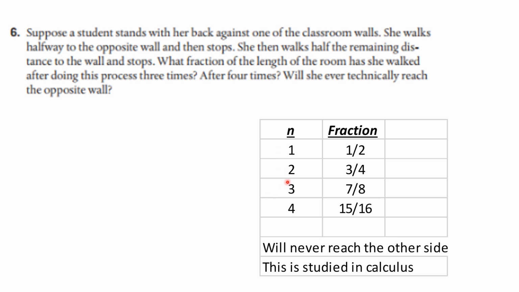And then the third time she does this, she's going to walk 1/2 the first time, 1/4, and then 1/8, which adds up to 7/8. And when she does this a fourth time, she'll reach 15/16. She will never reach the other side of the wall. This is a concept related to limits, which is something that is studied in the math subject called calculus.